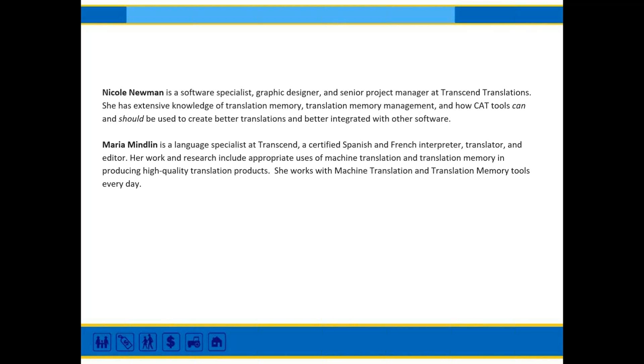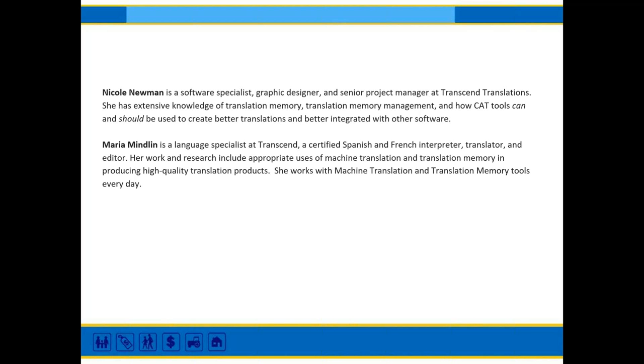And Nicole has many hats here at Transcend, but her biggest hat is she's a software specialist, and she handles all of our translation memory, well, all of our software issues, and that includes the translation memory programs that we use and how translation memory integrates with our other software programs and how that impacts languages that use different font systems and have different needs than just the standard Roman alphabet languages.